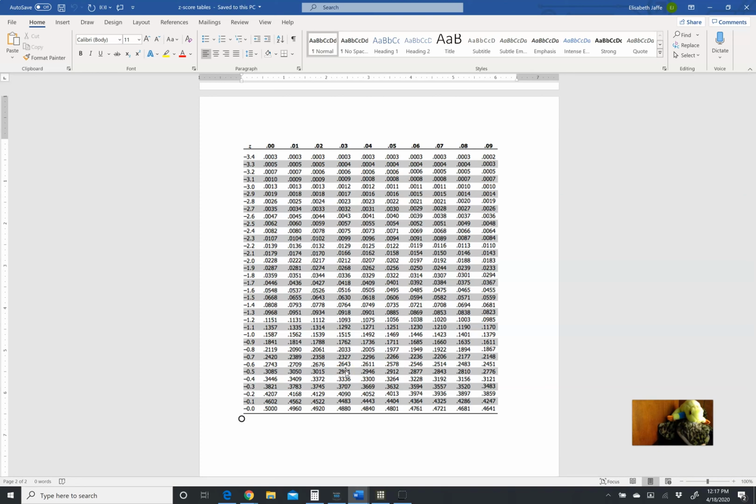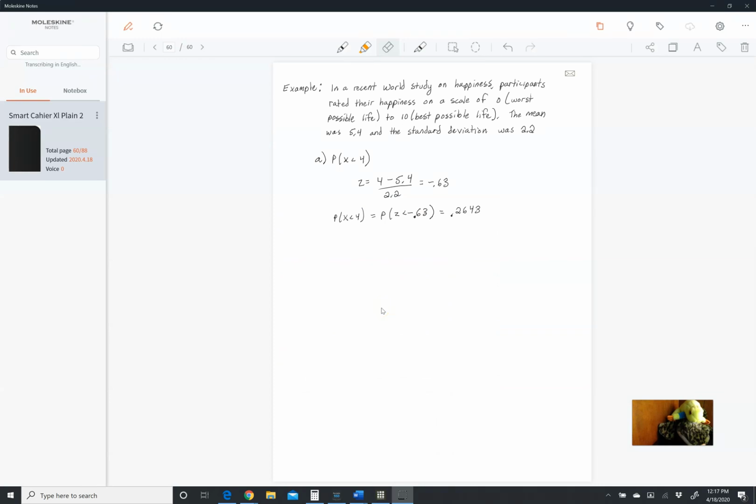So probability, we wouldn't turn this into a percent unless we're asked to, okay? Or if we're asked to interpret the results, then typically we would use a percentage. But otherwise, probability is a decimal, okay? Probability is between 0 and 1. Let's do another one. We'll do 2 more. Let's find the probability that x is between 4 and 6.